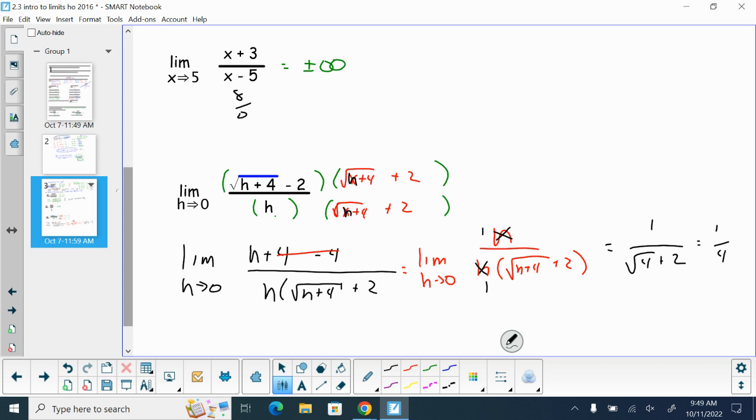Homework on page 102, 103. You have 11 to 31, the odds.